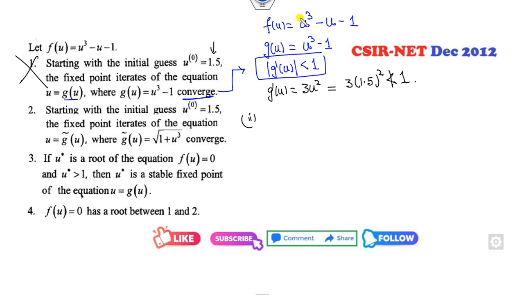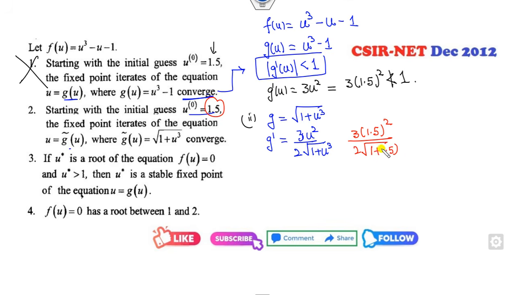Look at the second option. Starting with the initial guess again, the fixed point of g. Now in this case, g is the cube root of 1 plus u cube. So can you find the g dash? It is 1 over 2, 1 plus u cube into 3 times u square, at the point 1.5. So it is 3 times 1.5 square divided by 1.5 cube. Clearly it is 3 by 2, the upper degree is greater than the denominator. So clearly this is not less than 1. So this option is also cancelled out.